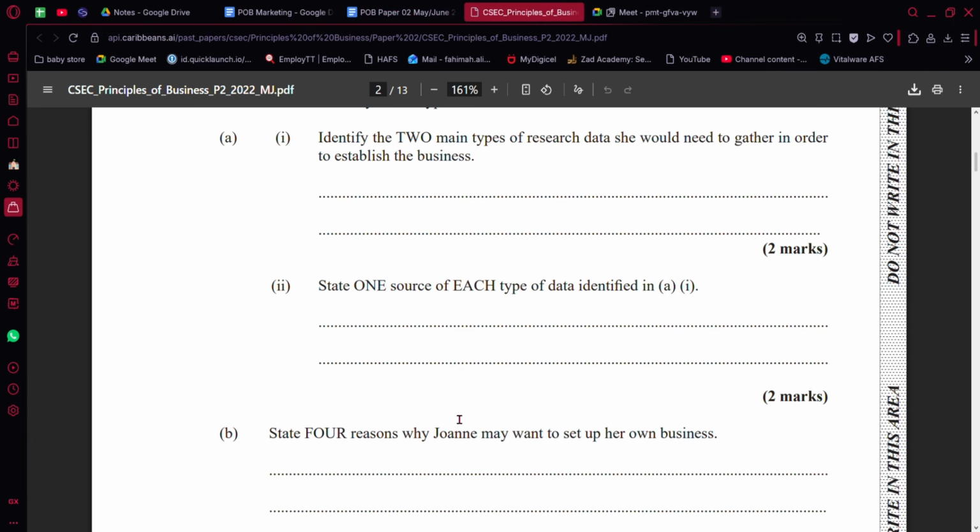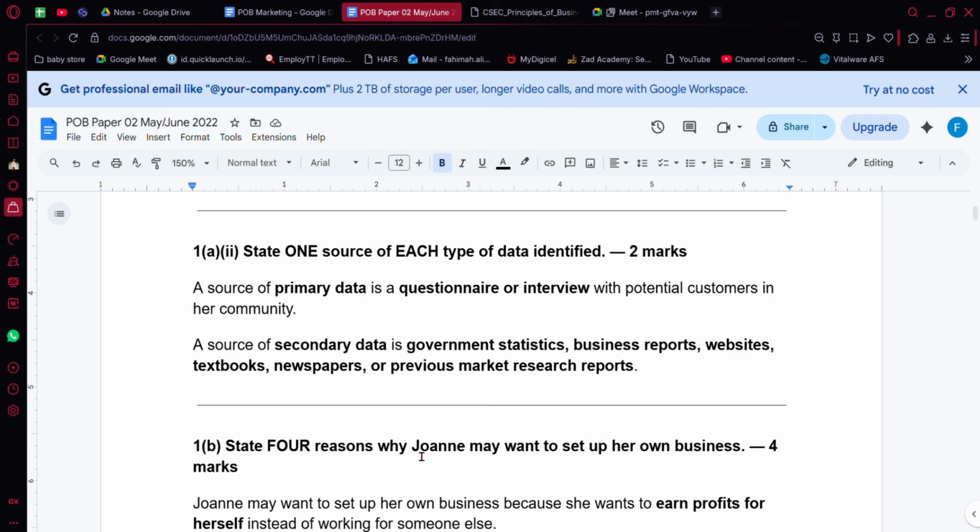Now, our next question is to state one source of each type of data identified above. So we would say a source of primary data is a questionnaire or interview with potential customers in her community. A source of secondary data is, well, we only need to give one, so we could say government statistics or previous market research reports.